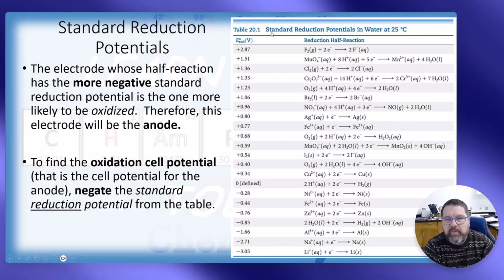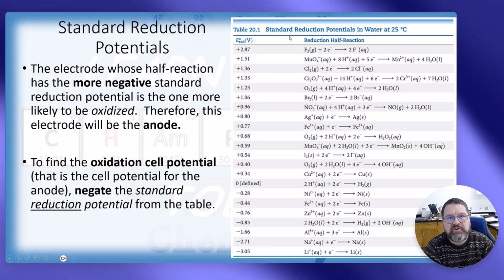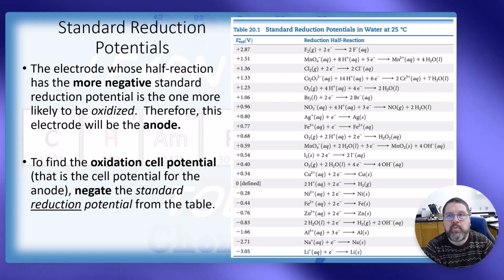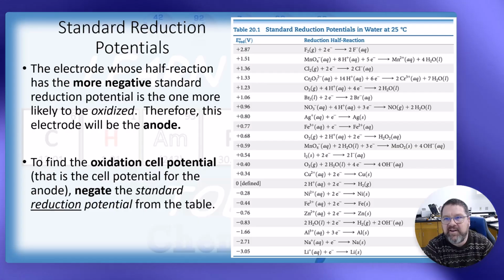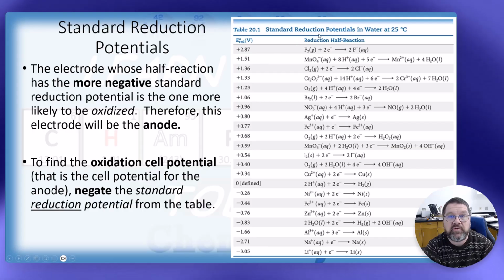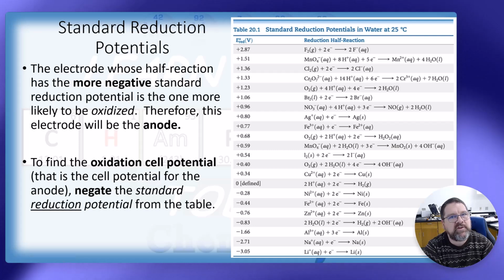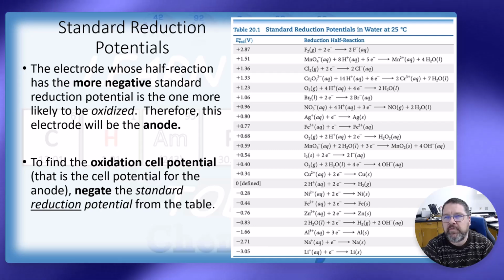Now, it's typically shown as a standard reduction potential table, but it doesn't always have to be. It could be standard oxidation potentials. But to get that, it's as simple as negating what you get for the standard reduction potential. So you want to watch your wording. They may switch things up and say the oxidation potential just to see if you're paying attention.